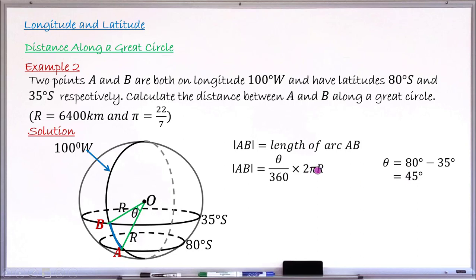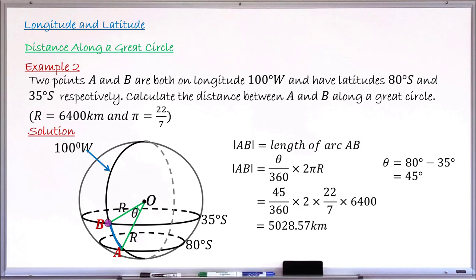Other variables, pi and r, are given in the question, so I'm just going to substitute. Substituting there, I'm going to have 45 over 360 multiplied by 2, multiplied by the value of pi asked to use in the question, which is 22 over 7, then multiplied by capital R, which is given in the question as 6,400 kilometers. So this is my substitution. Simplifying this correctly will give a result of 5,028.57 kilometers as the distance between A and B along the Earth's surface.